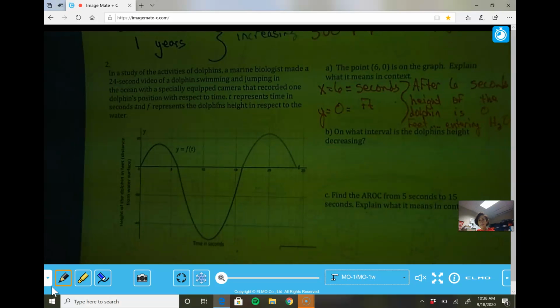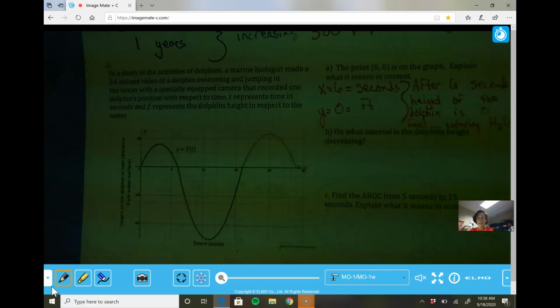So again, I realize this is dark. I do apologize. I don't know if I can make it any brighter. Does that help? I'm shining a light on it. I don't think it's really helping that much.